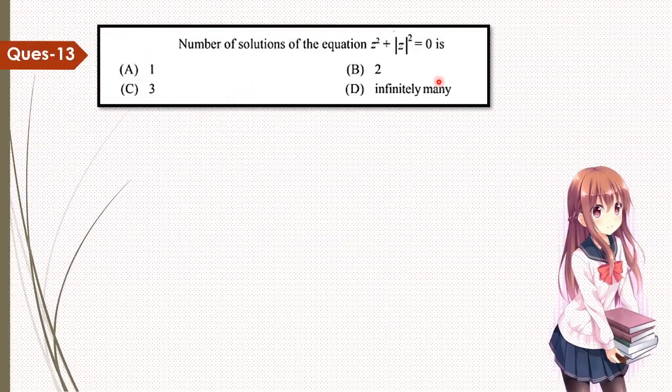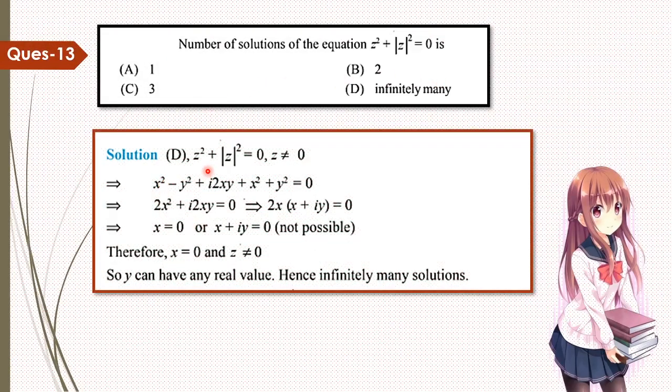Number of solutions of this equation. Students, z square plus square of modulus of z is equal to 0. So again, what are we doing? We are replacing z with x plus iota y, and we are opening it. x square minus y square plus 2xy iota, and here modulus of z square is what? Modulus of z square is x square plus y square, right, is equal to 0.